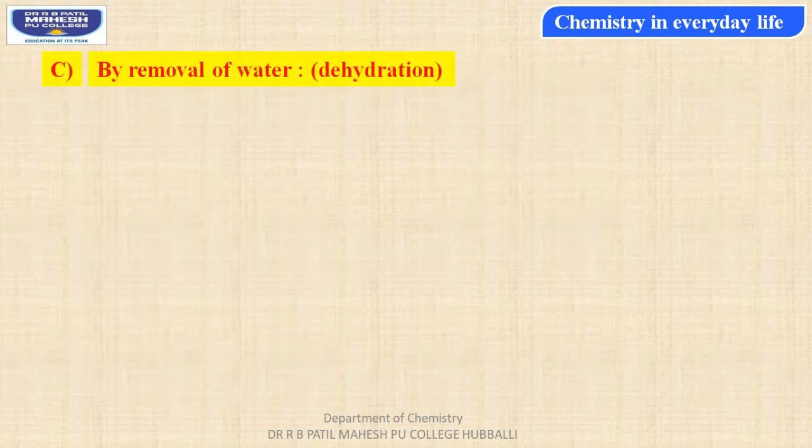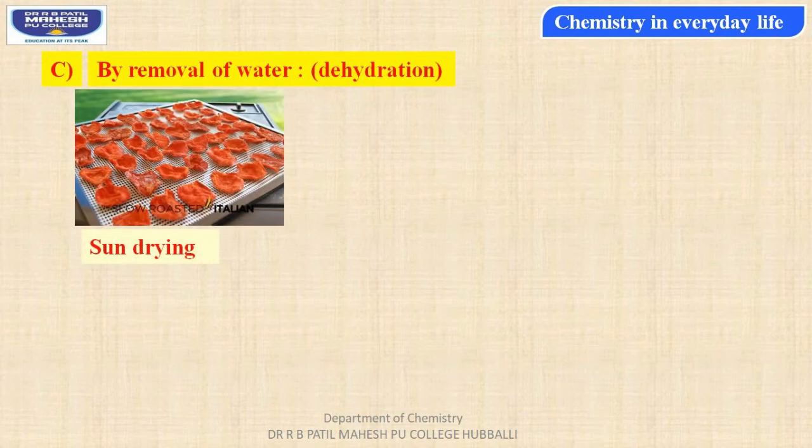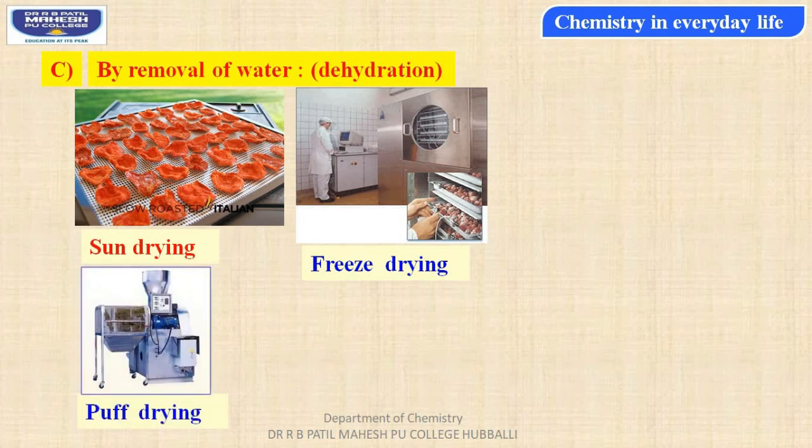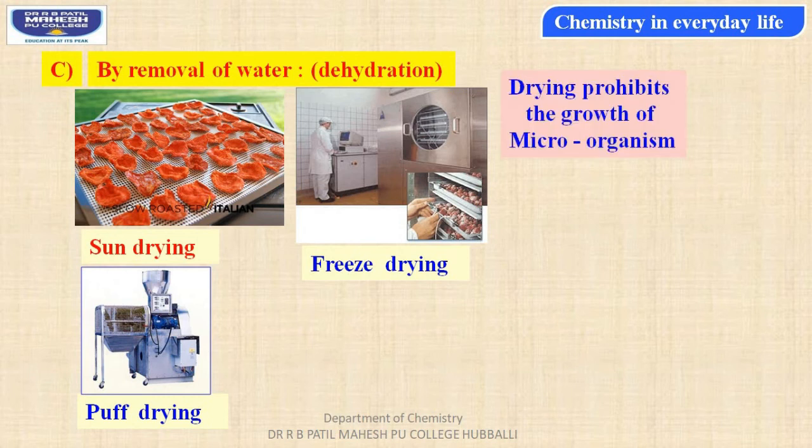Next, by removal of water, which is called dehydration. So students, dehydration can be achieved by sun drying. Placing the food item in bright sunlight, all the moisture, that is water content, is removed from the food item and hence it is free of microbes. Second, freeze drying, maintaining extremely low conditions so that liquid water is removed. The next one is puff drying, which is done in machines to remove the water from food items. So students, drying prohibits the growth of microorganisms. If we remove the water, then growth of microorganisms won't occur.